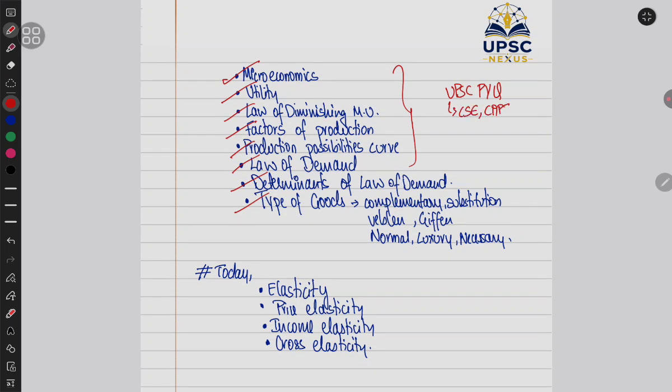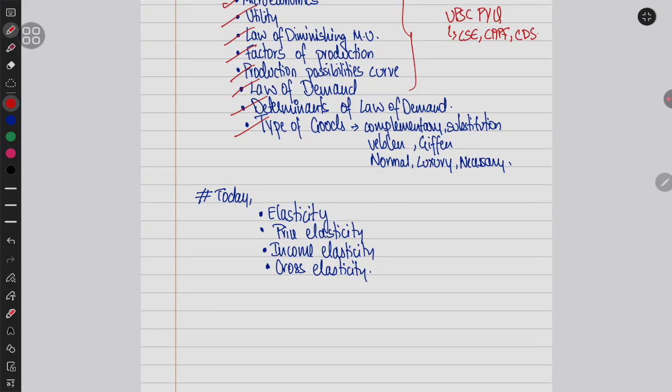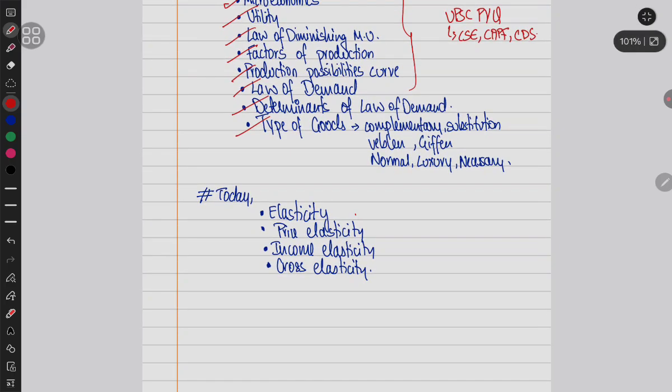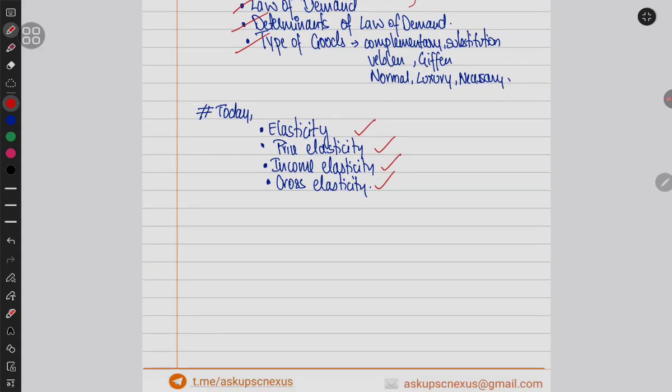CAPF, and CDS, right? And today we will be discussing one more important topic, that is elasticity: price elasticity of demand, income elasticity of demand, and cross elasticity of demand. So I'll basically tell you how we will be studying this. We'll be studying using the graphical method, because this is logical and never goes wrong.